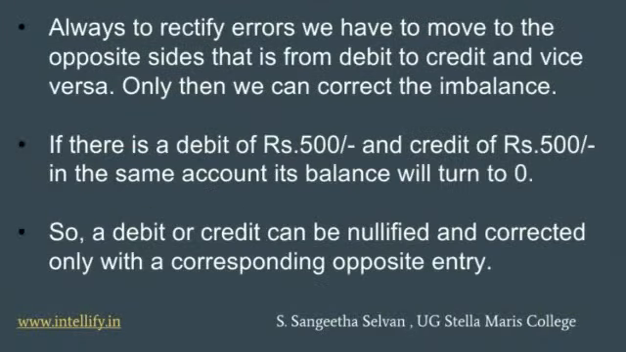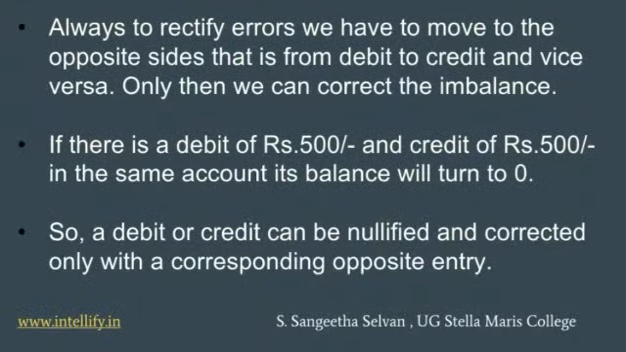But a general rule for rectifying any entry is we have to move to the opposite side, that is, from the debit side to the credit side. If the error is done on the debit side, to rectify it, we have to reverse it and pass the journal entry on the credit side. At the same time, if the error is on the credit side, then we have to reverse it and pass the journal entry on the debit side.